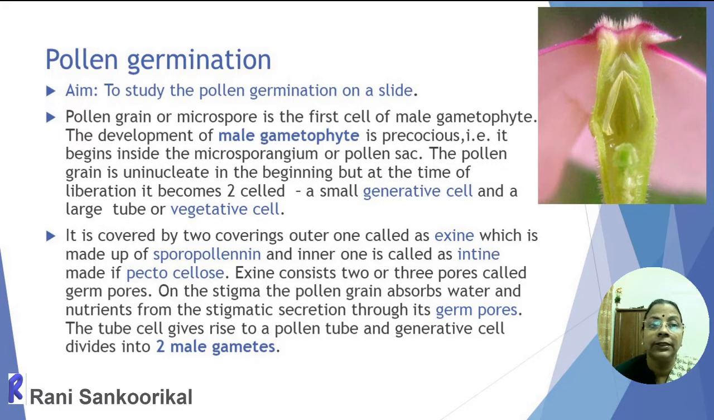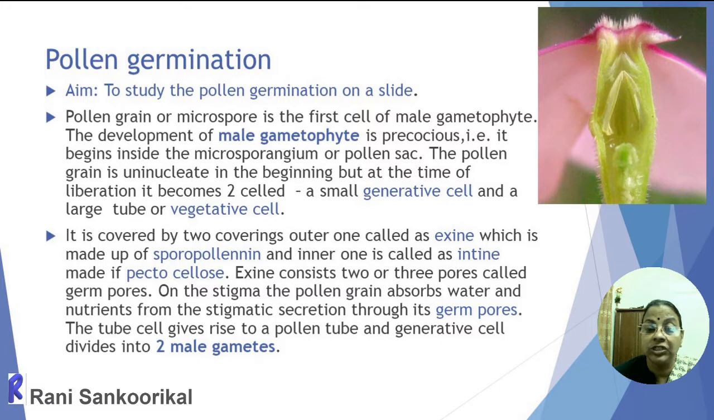The pollen grain is uninucleate in the beginning, but at the time of liberation it will become two-celled, that is a small generative cell and a large vegetative cell. In this two-celled or even three-celled condition, it can be liberated. So microsporogenesis, or the formation of pollen, takes place within the microsporangium, that means within the anther.